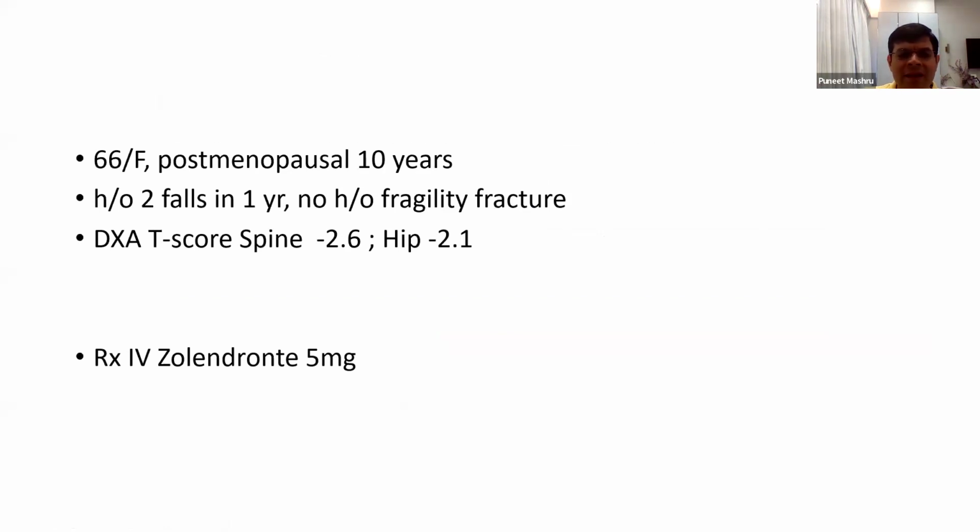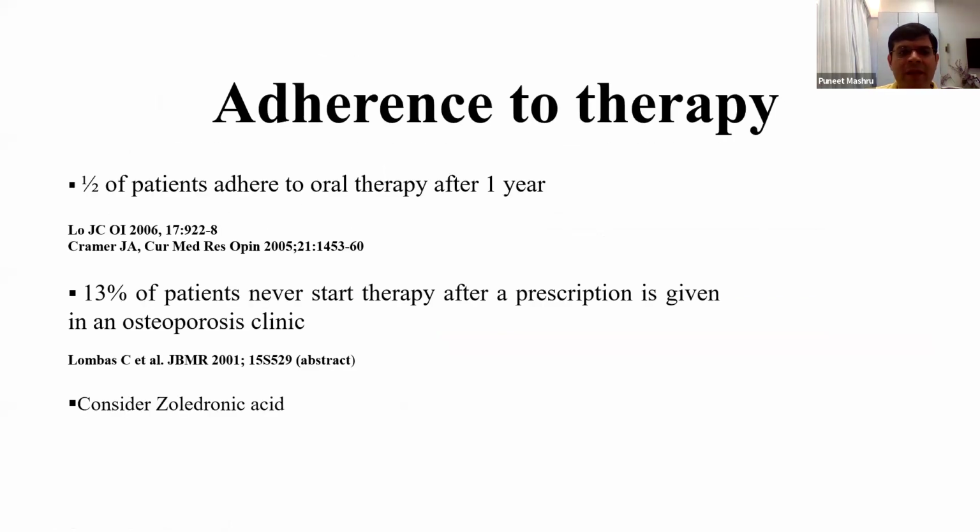So in this patient, I gave IV zoledronic acid. The recommended dose is 5 milligrams. You give it slowly over at least 15 minutes and give it once a year. The reason I chose an IV injection is that adherence to oral agents is not that great.